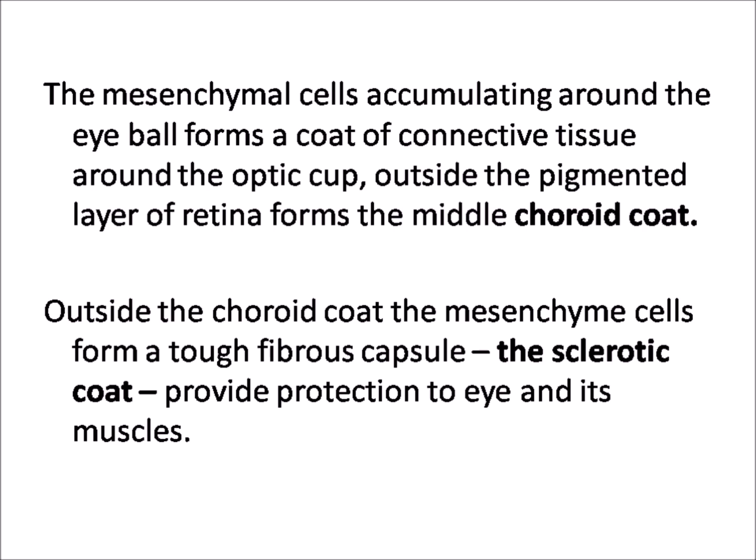The mesenchymal cells accumulating around the eyeball form a coat of connective tissue around the optic cup. Outside the pigmented layer of the retina forms the middle choroid coat. Outside the choroid coat, the mesenchyme cells form a tough fibrous capsule called the sclerotic coat or the sclera, which provides protection to the eye and its muscles.